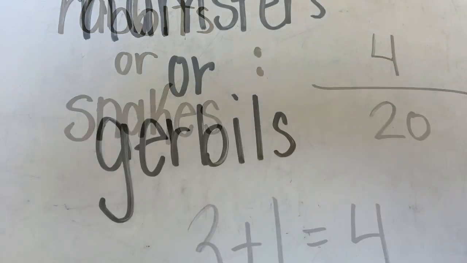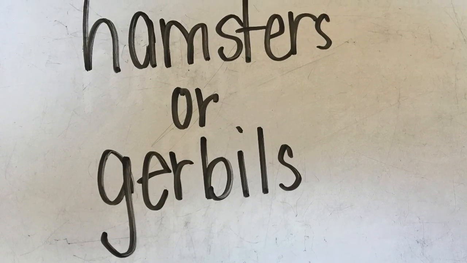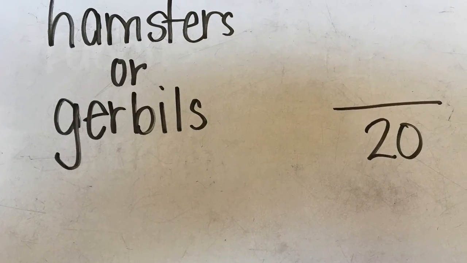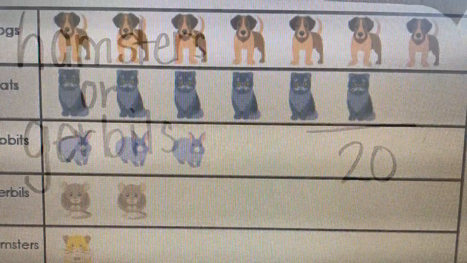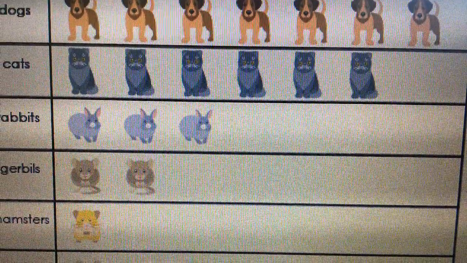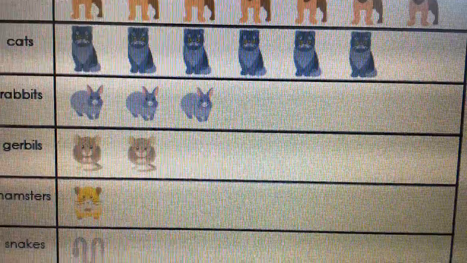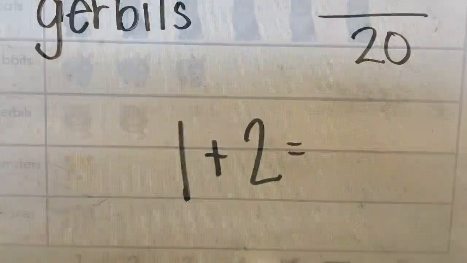The next one I'm going to do is hamsters or gerbils. They're very similar little creatures, so let's take a look at the two of those together. It's hard to make a decision which one I want. So 20 is the denominator because there's 20 cards altogether. Hamsters I look at. And gerbils I look at. So hamsters there's 1 and gerbils there are 2.